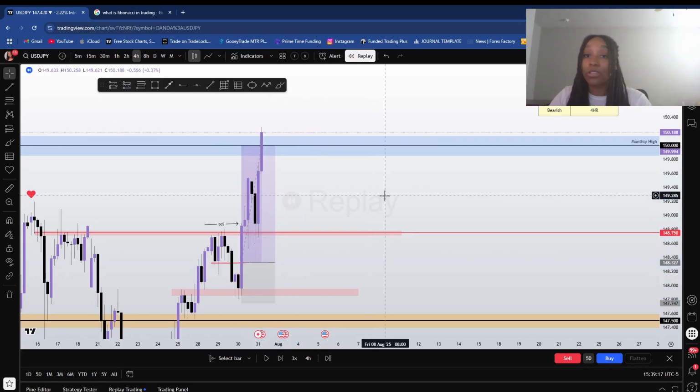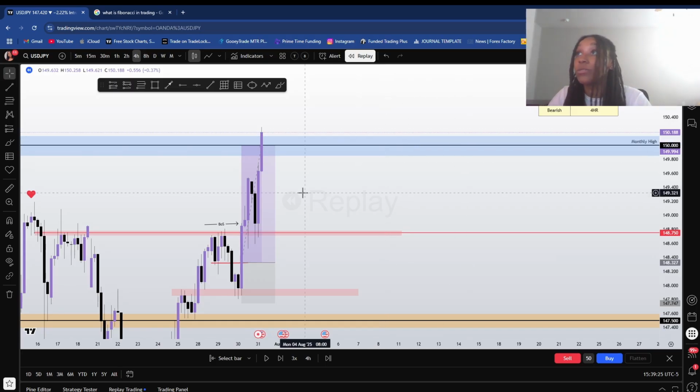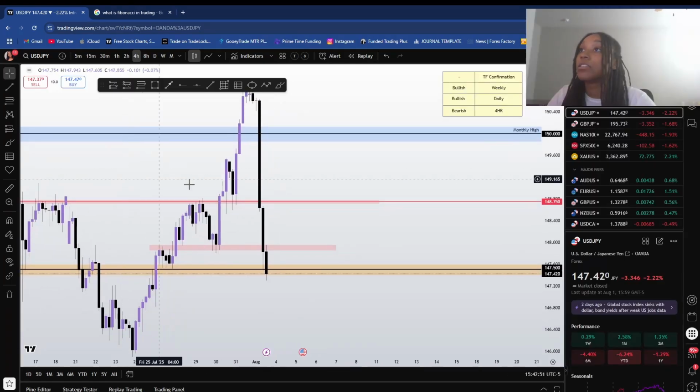But yeah, this is really my strategy. Break and retest. Fibonacci is not necessary, but if you want an extra confluence, you can use Fibonacci on top of that, and that's what I do to frame my trades. So this is current price right now.